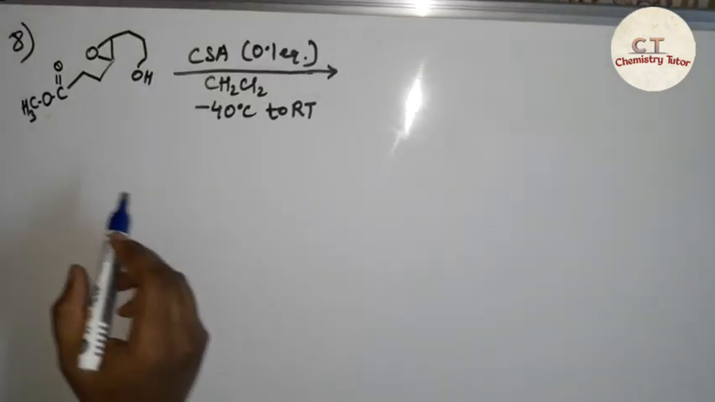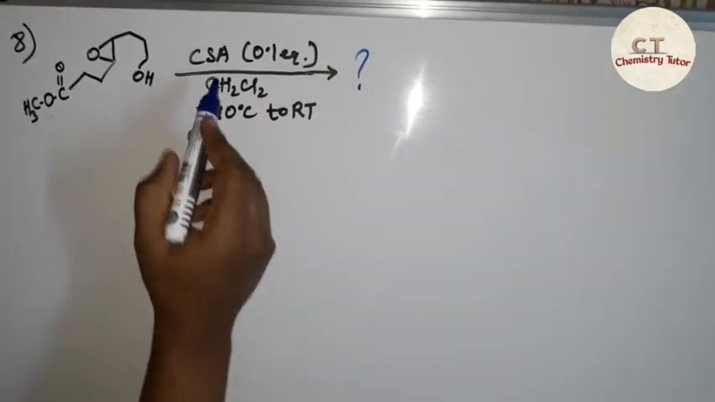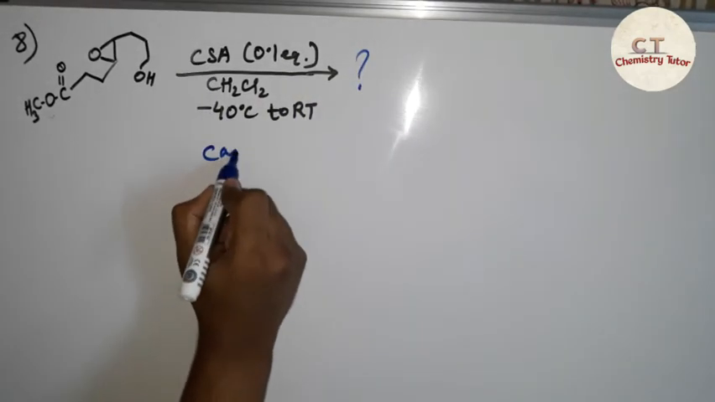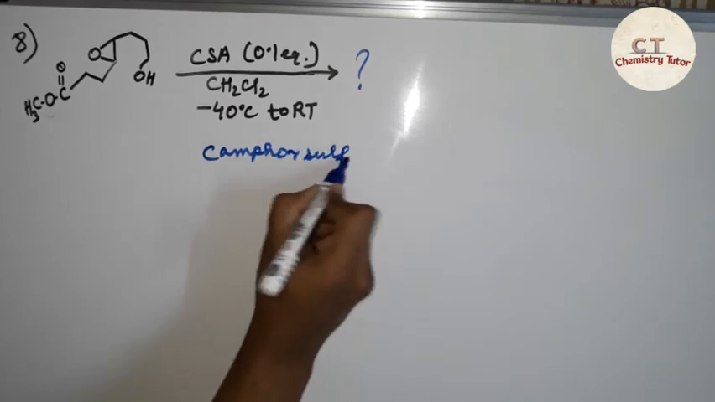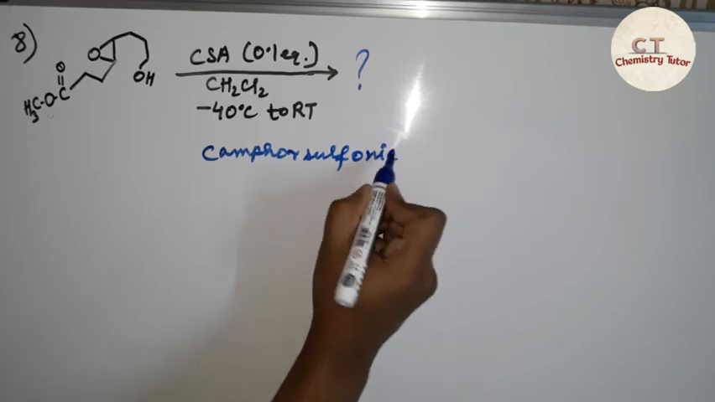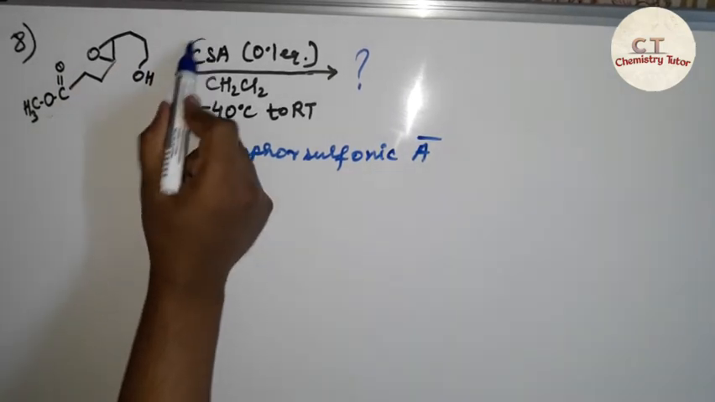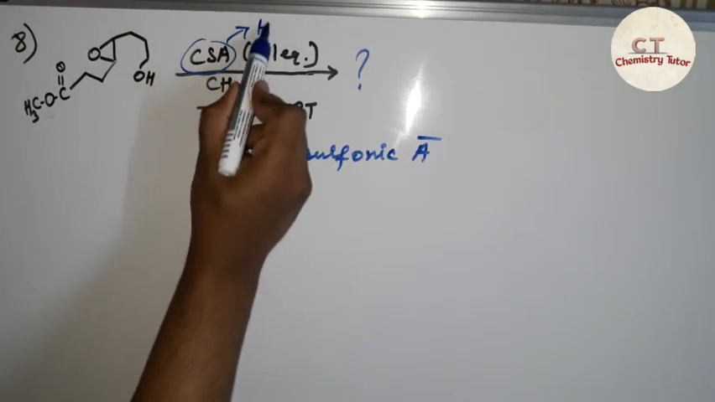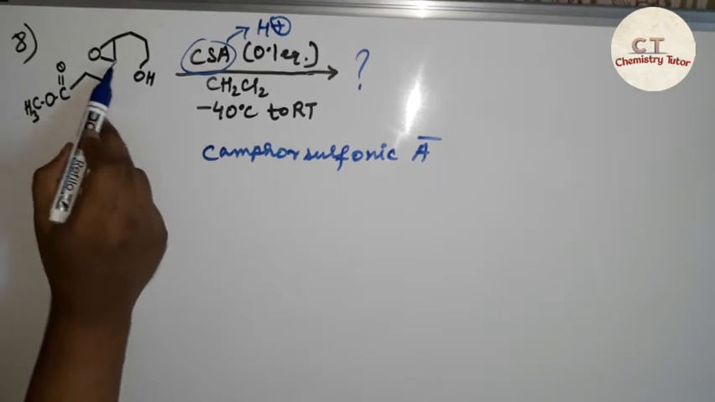Now let us see this question. What will be the product formed here on reaction with CSA? CSA is camphor sulfonic acid. Okay, camphor sulfonic acid stands for CSA. So finally what is the role? It is going to give us an H plus.